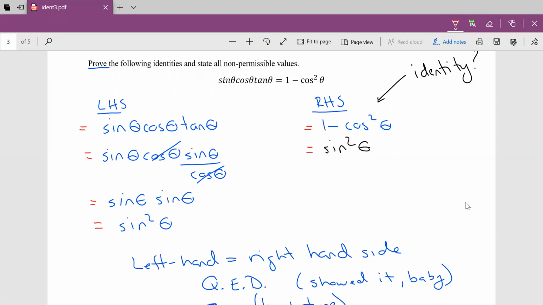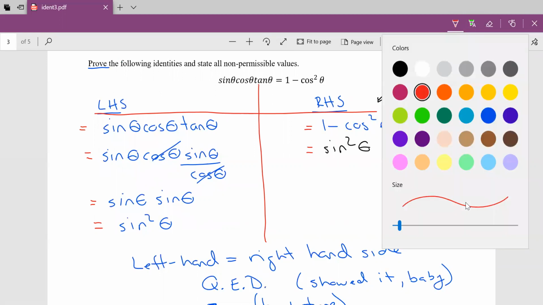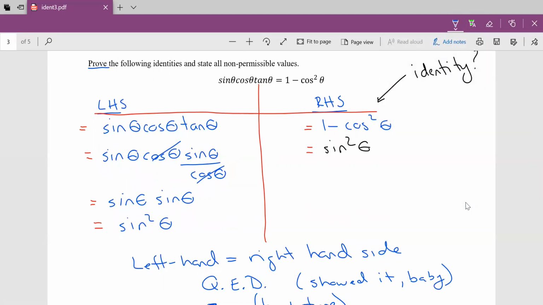All right? Now, some people in some textbooks like to, instead of writing it like I did, add this in. They like to add in what they call a T, like that. That's also completely acceptable. But again, notice the equal signs going down the sides. You're showing to me an equality as you're working down. All right. Now, we're not done the question. And state all non-permissible values. All right. Let's take a look at this.